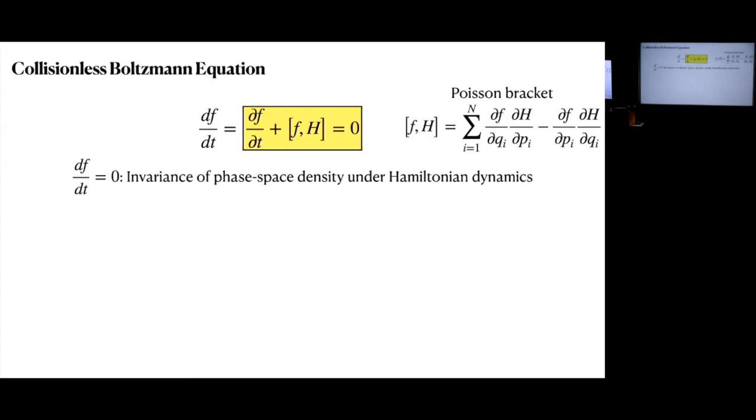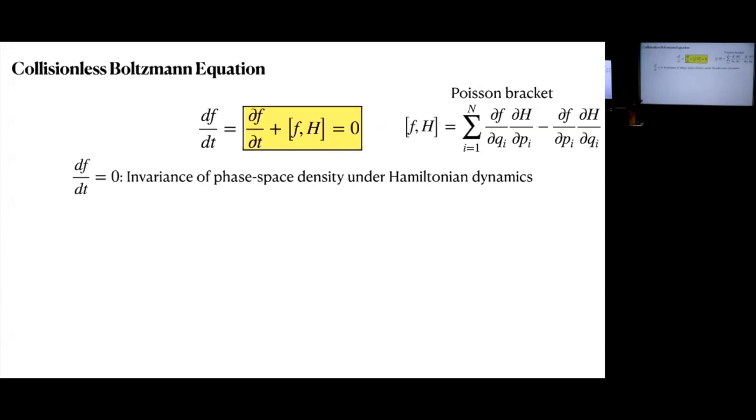And if you sit on that patch of stars, if you move along with those stars, then you basically do not see the density changing with time. So you have an invariance of the phase space density under the Hamiltonian dynamics of the stars. That's what is said by the collisionless Boltzmann equation: your local phase space density doesn't change as you move with the patch of stars. And that can be written in that yellow shaded equation.